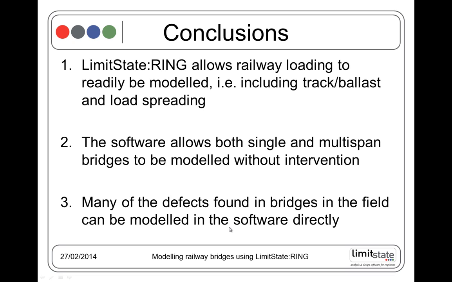So moving on to conclusions, LimitState RING allows railway loading to be modeled very easily, including track ballast and load spreading. One feature of the software is single and multi-span bridges can be modeled very easily. If you have a multi-span model and a single span failure mechanism is critical, then that will be identified. You don't need to separately model single spans and multi-spans. The software will use rigorous mathematical optimization techniques to find the critical loading position and the critical load factor.